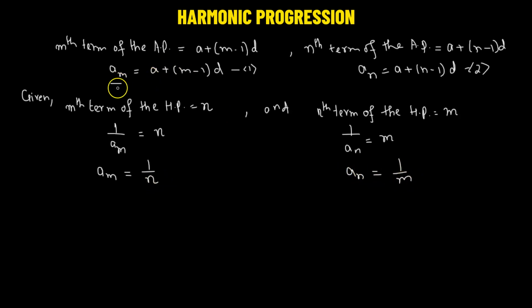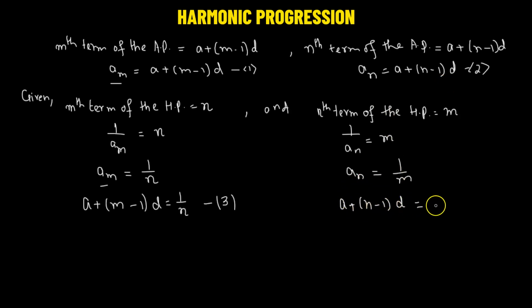Now from 1 and 2, we have already defined the mth term as well as the nth term. All we have to do is replace the value of am with a plus m minus 1 times the common difference d. This will equal 1 over n. So let's label this as number 3. And for the nth term, we can use equation number 2 to replace it with a plus n minus 1 times the common difference d. So this will equal 1 over m. Let this be number 4.